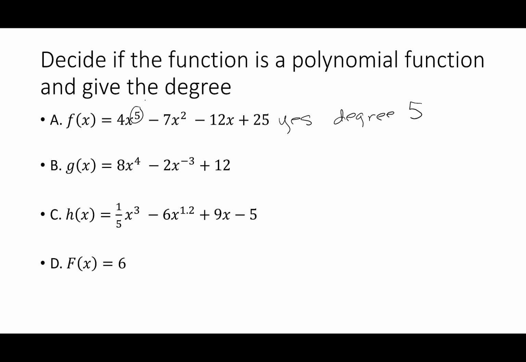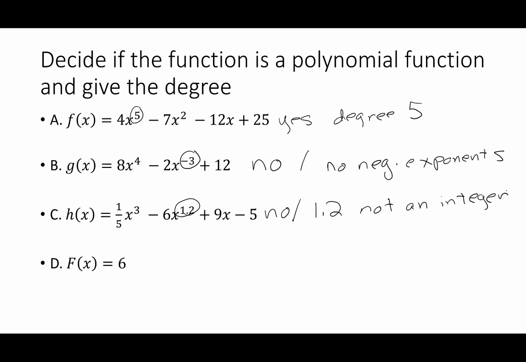B says g of x is 8x to the 4th minus 2x to the negative 3 plus 12. So what do you think about that? Do you think that's a polynomial? Hopefully you said no. And the reason would be that this negative 3 is not a nonnegative integer, so I can't have negative exponents. C says h of x is 1/5 x cubed minus 6 times x to the 1.2 plus 9x minus 5. Look at this one. Look at the exponents. What do you think about them? I hope you think that no, this is not a polynomial because 1.2 is not an integer.